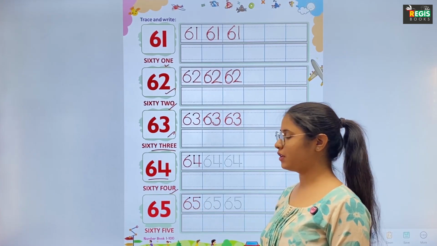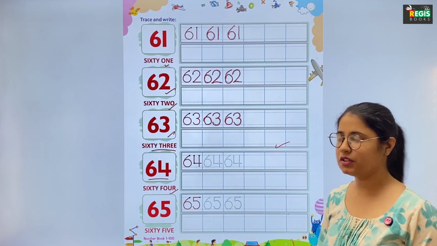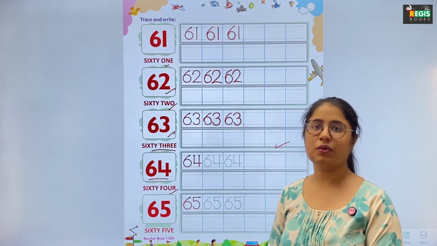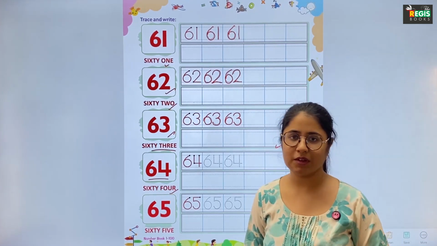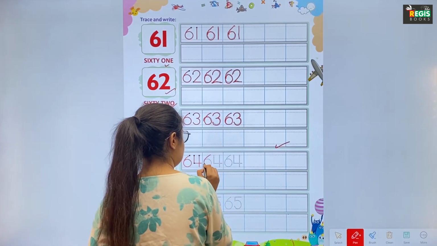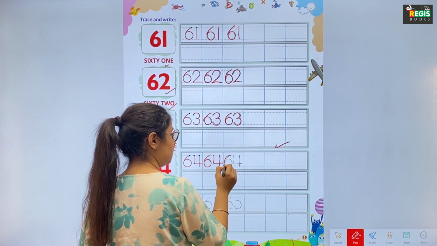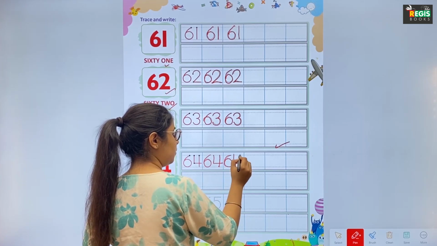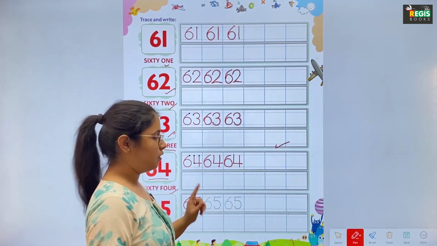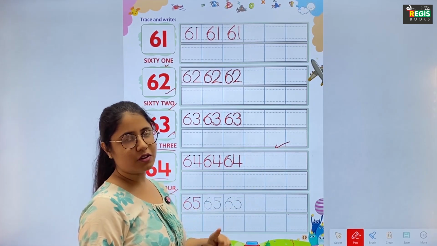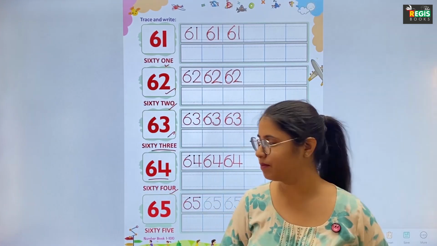6, 4, 64. We write the number 64 by writing 6 and 4 together. So let's write with me. 6, 4, 64. Write the number 64 in the rest of the boxes to practice it.